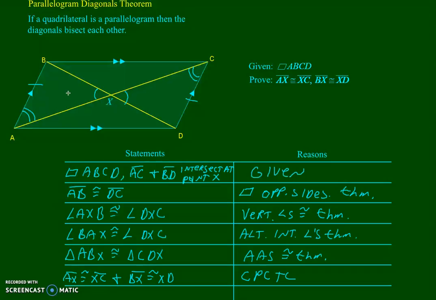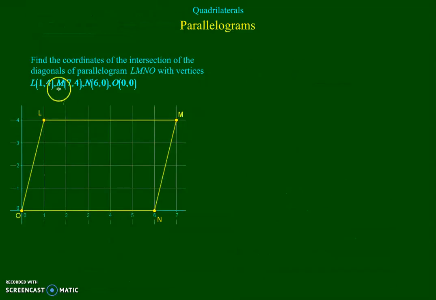Alright, let's use this in an example and see how that goes. In this example, we're given a parallelogram in the coordinate plane, and we're told to find the intersection of the diagonals of the parallelogram. Well, given the theorem we just learned, we know that the intersection of the diagonals is going to be the midpoint of both of those diagonals.